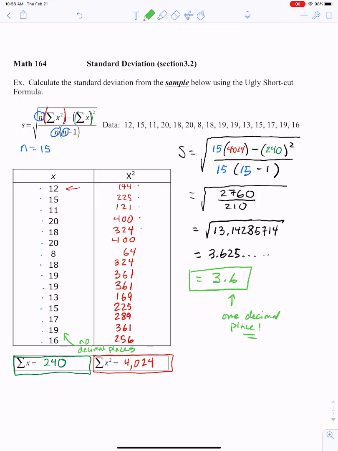Okay, well, I hope that helps to explain how to use the ugly shortcut formula for finding the standard deviation. Now keep in mind, this is not something you're going to end up doing on a job, in a workplace. If you ever need a standard deviation, you're more likely to use a computer and use StatCrunch with all that data involved.